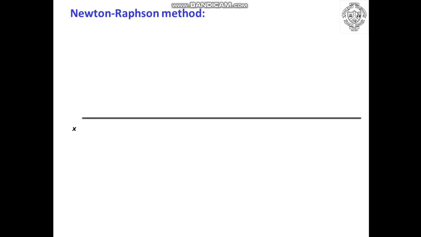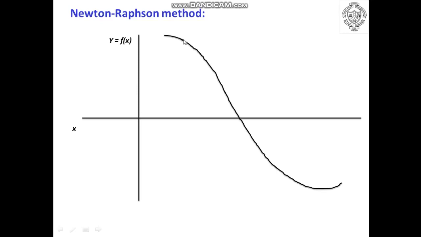I will consider the xy plane with the function shown by this particular curve, which is y equals f of x. Now let me assume the initial guess as x1. Since I know the value of x1, I can find the value of the respective function as f of x1, that is nothing but y1. So I'll consider the coordinates for this point as x1 and y1: the x coordinate will be x1 and the y coordinate will be y1.